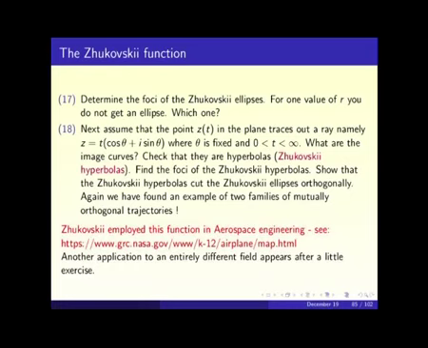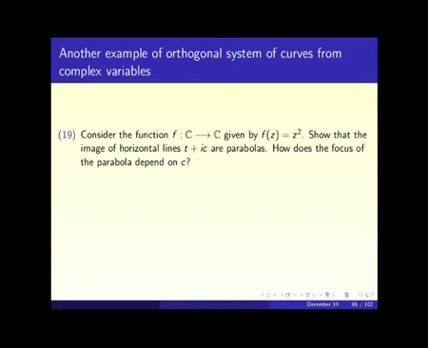Now, the Joukowsky function can also be applied in a very different field other than aerospace engineering, and that's what is going to be in the next slide. But before I come to that, I'm going to look at one more exercise, again from complex function theory. Here we take a different function, a very nice function. f from C to C is given by f of z equal to z squared.